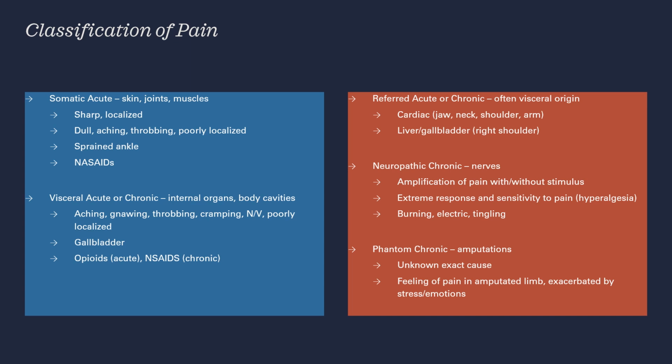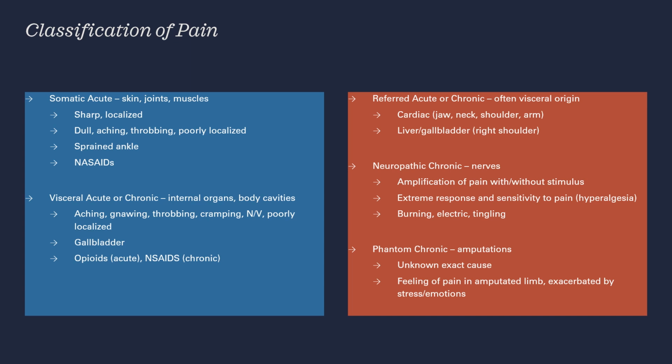Somatic acute pain is best treated with non-steroidal anti-inflammatory drugs, or NSAIDs, to manage the inflammation, reduce edema, and relieve pressure on the nerves. In addition, it can decrease histamine, prostaglandin, and bradykinin's actions.